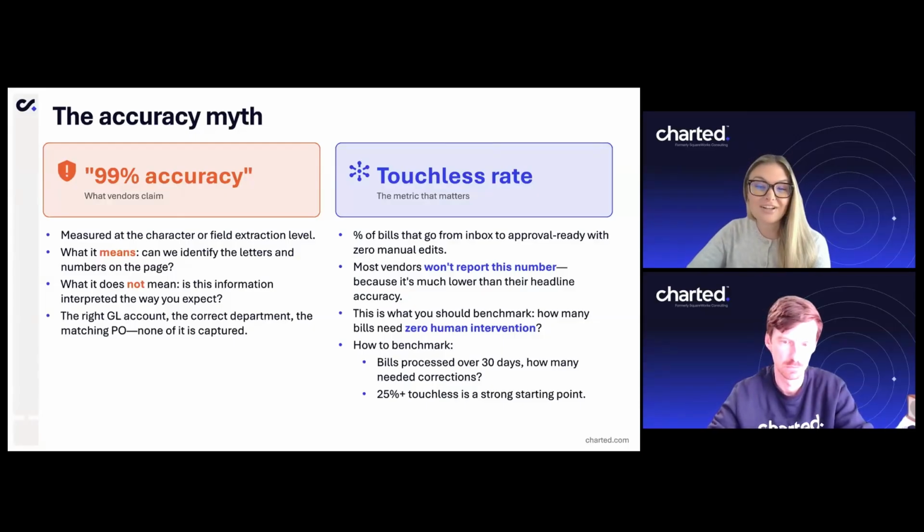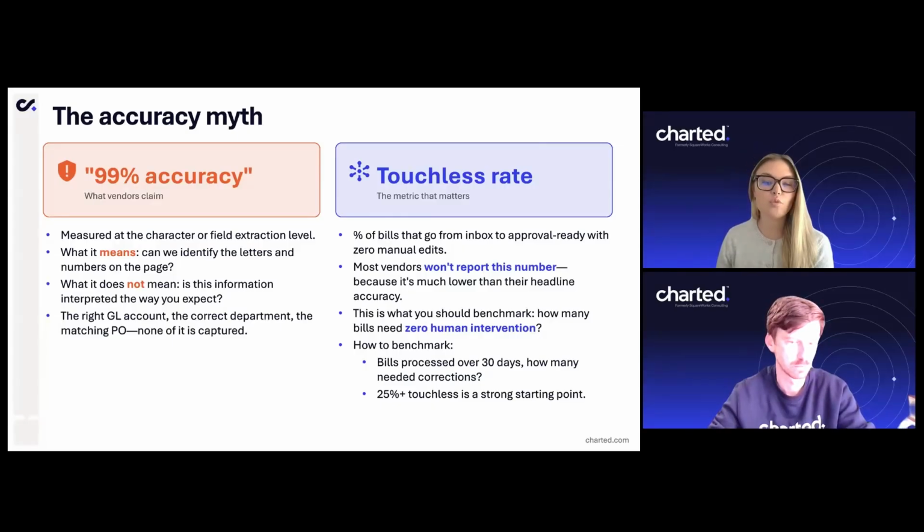Because if someone still has to open the bill and fix the coding, that means the accuracy number is meaningless, and your poll answers confirm that. So that's why we focus on the touchless rate here at Charted. This is the percentage of bills that go from intake to approval ready with zero manual edits. So that's how you can think about that.